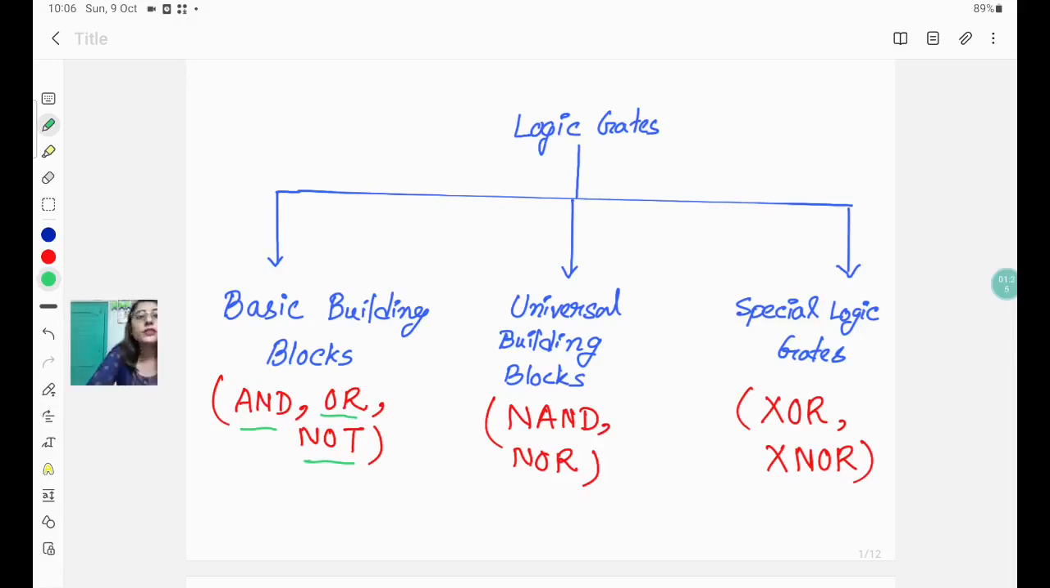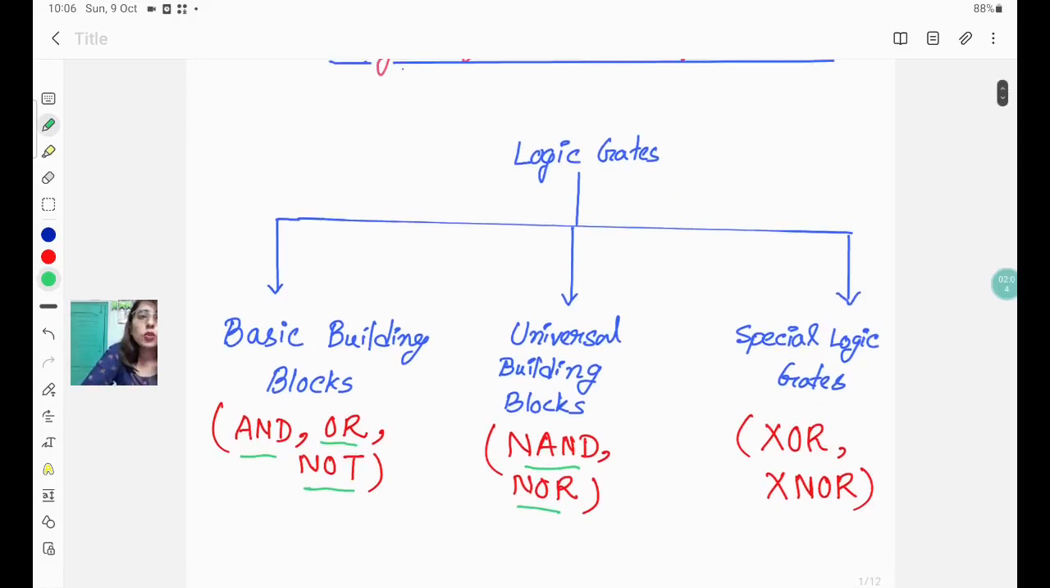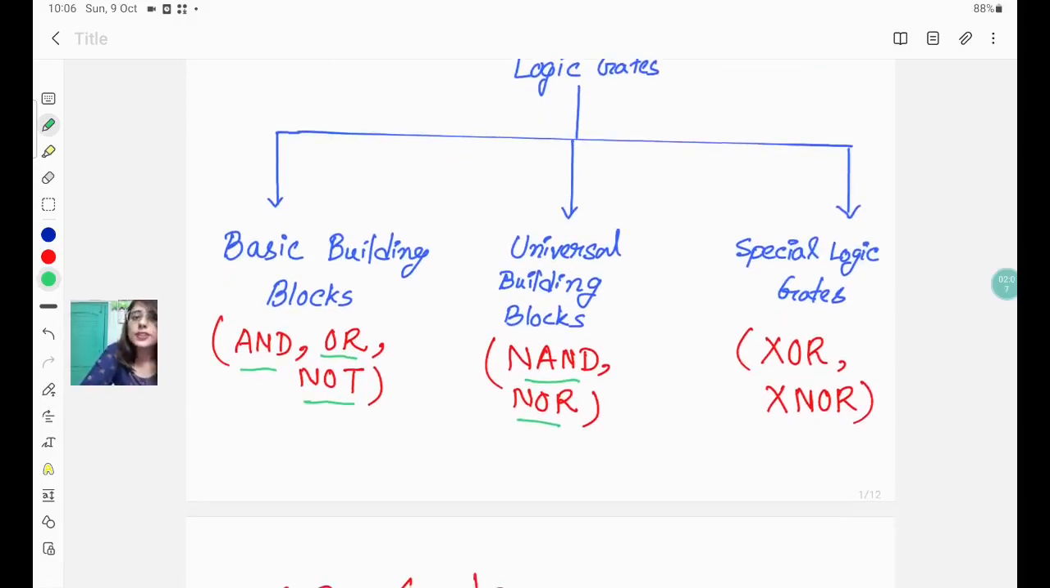The next one, the universal building blocks. The NAND gate and the NOR gate can be used to make the basic building blocks, because if we join these two gates repeatedly one after another, they can also form a basic building block. That is, by using only NAND gates or only NOR gates, we can also have an AND or NOT gate. As the basic building blocks can be made by NAND or NOR gates alone, they are called the universal building blocks.